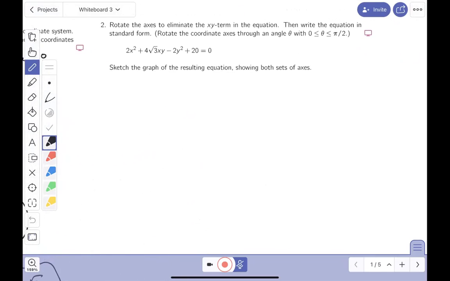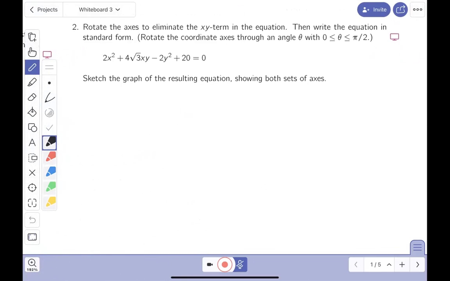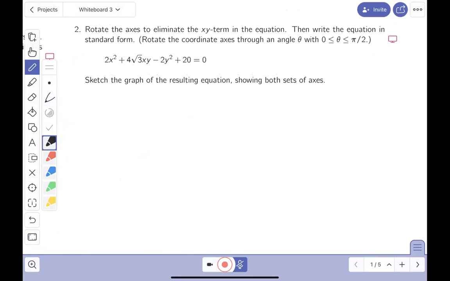And number 2, far more difficult. I'm going to point out, if I were doing the problem, I would want to make sure that it's in the proper form. And someone says, what's the proper form? It's ax squared plus bxy plus cy squared. Well, this looks pretty good. So I'm going to write this down now for you. A is 2. B is 4 root 3. And c has to be minus 2.